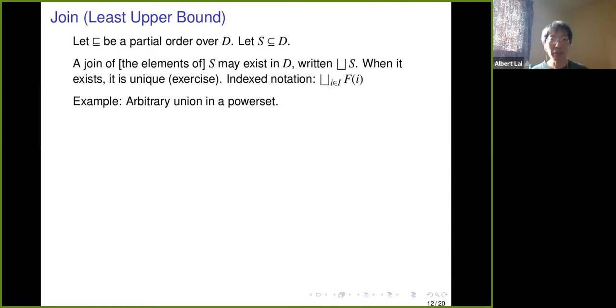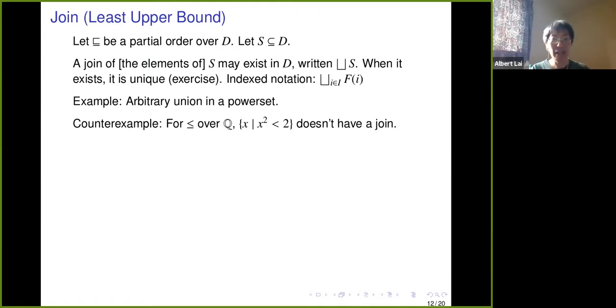So for example, if you do arbitrary unions in the power set, even if you try to take a union over an infinite number of sets, your power set is very big. You have infinitely many sets, and even if you try to take the union of infinitely many sets, it still makes sense very nicely. So these are examples where I have total orders, but you have some experience from real analysis.